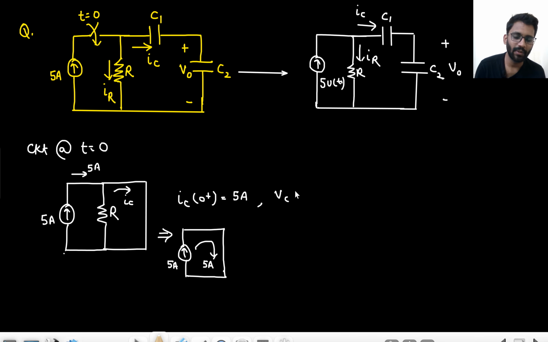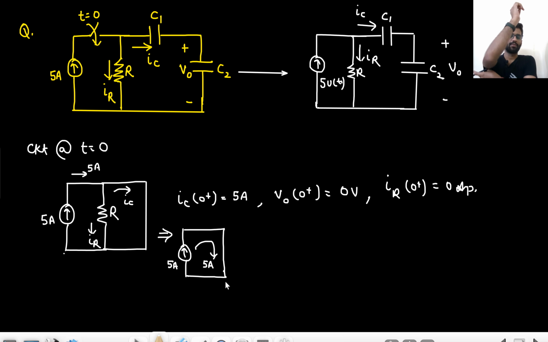What is the VC value at t equals to 0 plus? That is VC value or V0. We are only commenting on V0. V0 value at t equals to 0 plus, that is 0 volt. What is the IR value at t equals to 0 plus? Since no current is flowing here, the IR at 0 plus is 0 ampere, right? This is the condition at t equals to 0 plus.